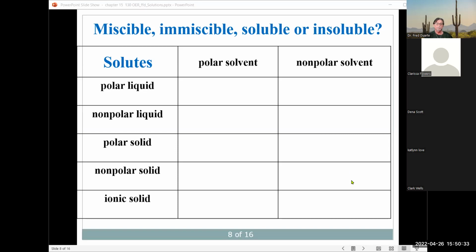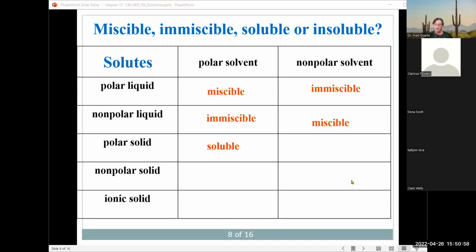Now, when it comes to the liquid-liquid combination, we have a polar liquid, polar solvent. That would be classified as a miscible combination, whereas immiscible for a nonpolar solvent. Nonpolar liquid, polar solvent, immiscible, miscible for both being nonpolar liquids, okay?